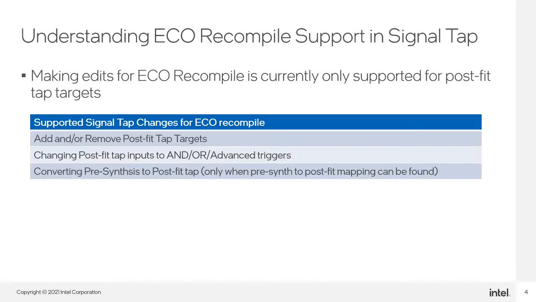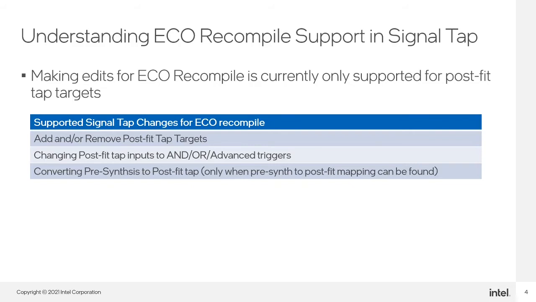Once users have successfully completed a full compilation that includes a SignalTap instance, certain changes can still be made to their SignalTap instance without requiring the user to recompile their entire design. It's important to note that ECO recompile features are only supported for Postfit Tap targets, which means it's best to use Postfit Taps wherever possible.